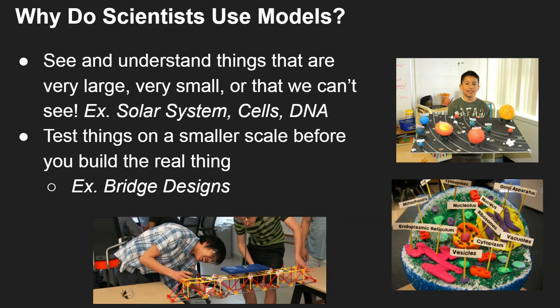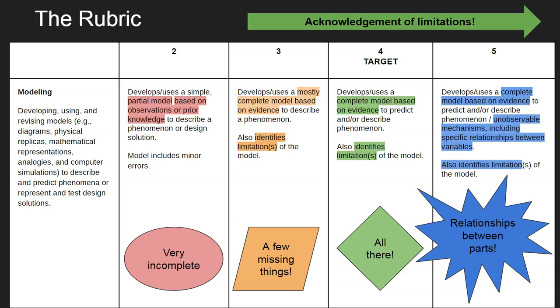In shows like Mythbusters, they actually do a small scale trial before going to the big thing, often to see or predict what's going to happen. So good models can do that as well. This is the rubric that we're going to use to grade a project. Models are diagrams, physical replicas, mathematical representations, analogies, or computer simulations that can help us describe or even predict a phenomenon, or in other words, represent and test things.